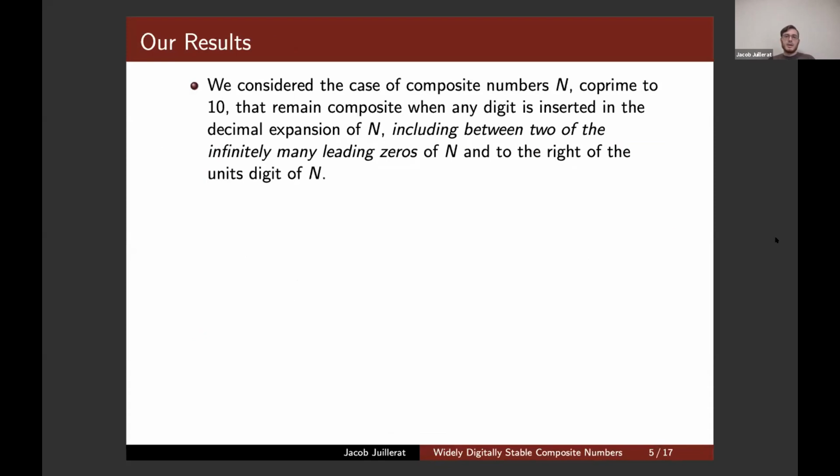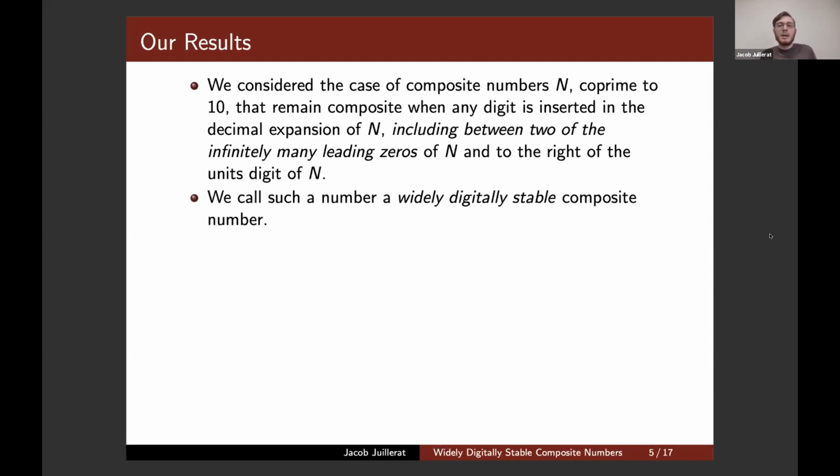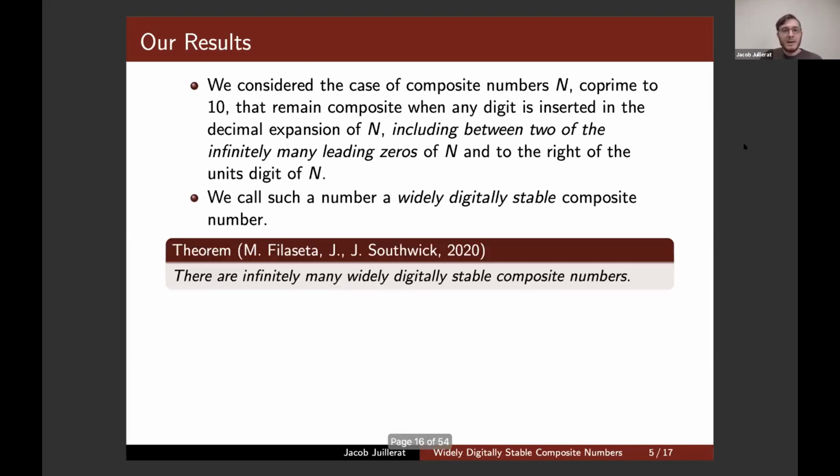So we jump back to composite numbers. We're going to combine the inserting with this widely notion. So we consider the case of composite numbers that are co-prime to 10, that remain composite when any digit is inserted in the decimal expansion of n, including between two of the infinitely many leading zeros and to the right of the units digit. We call these widely digitally stable composite numbers because the compositeness is stable when you make this kind of change. And we show that there are infinitely many widely digitally stable composite numbers.